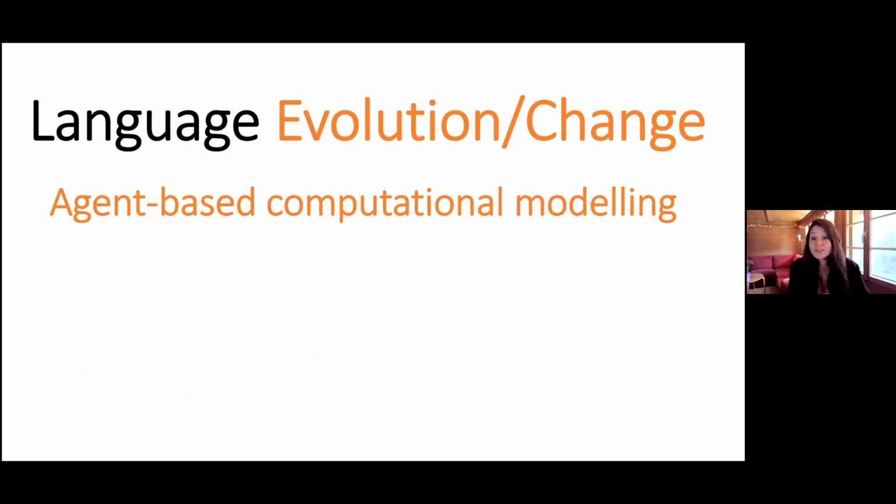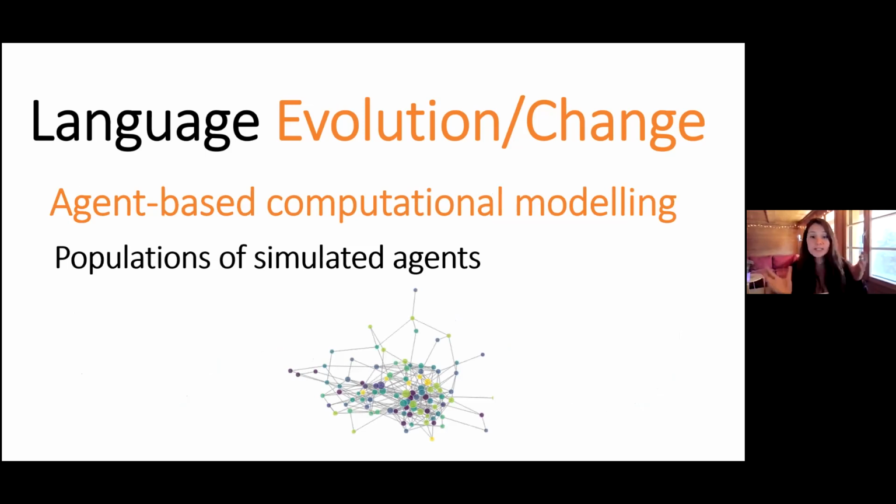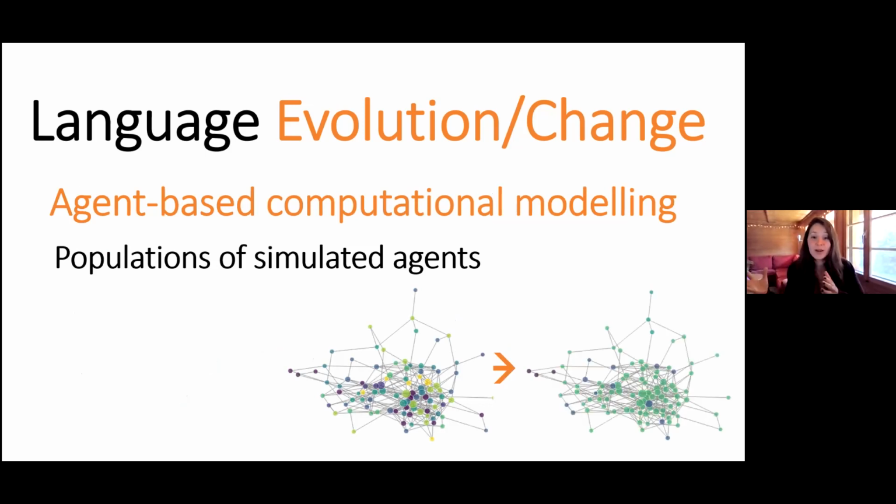To answer these questions, I'm currently using agent-based computational modeling. In these models, you look at different populations of simulated agents that have carefully controlled capacities, and each of them uses different variants. Here it's marked with a color. Then I examine how these different variants tend to spread in the population over time until most agents are using the same variant, and you can say that a norm is established.